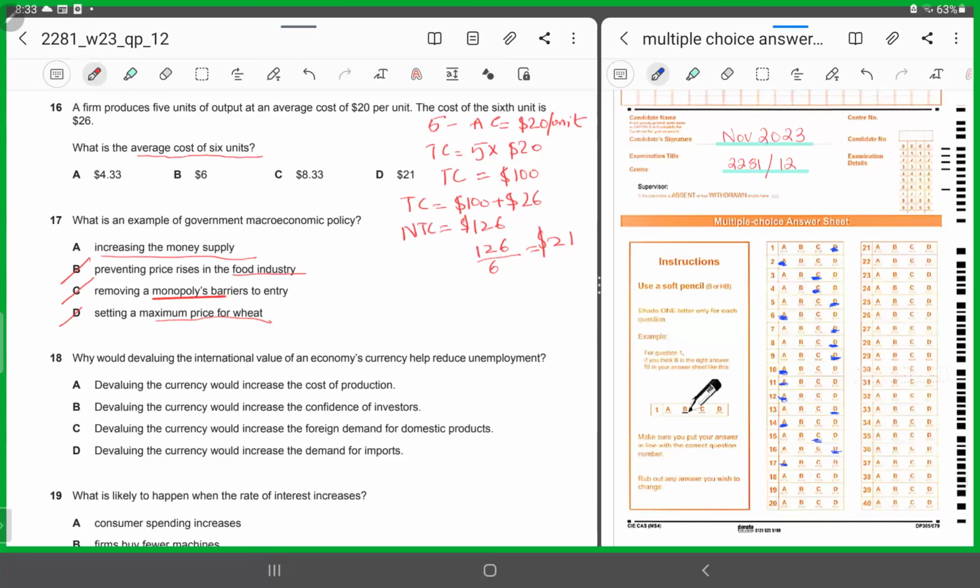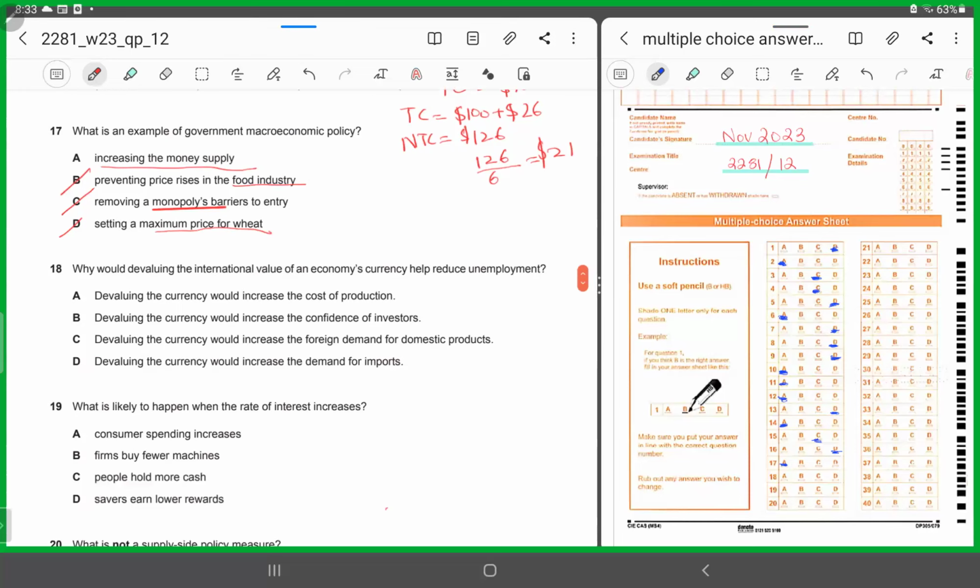18. Why would devaluing the international value of an economy's currency help reduce unemployment? So why do you think, if you are devaluing your currency, unemployment is going to reduce? Let's look at the options. Devaluing the currency would increase the cost of production.